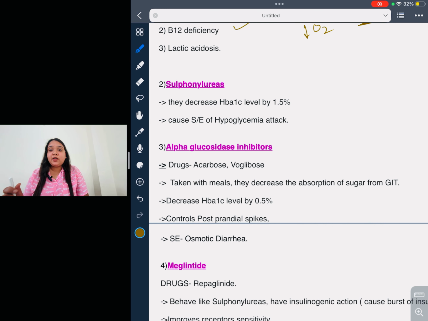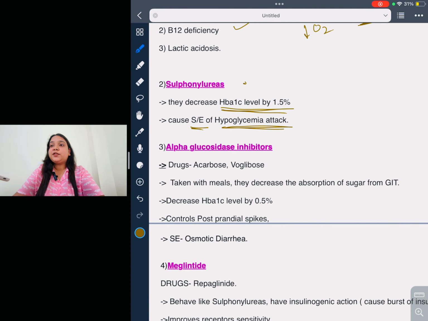Now, one more class of drugs we have here are sulfonylureas. So what do these sulfonylureas actually do? They decrease your HbA1c level by 1.5 percentage points. But they can cause the side effect of hypoglycemia. An example of a sulfonylurea is the drug glipizide.